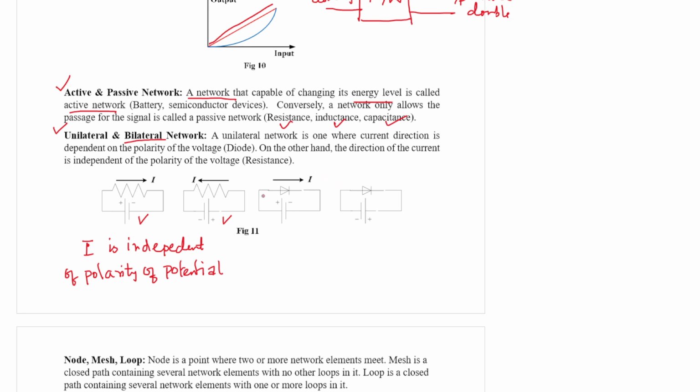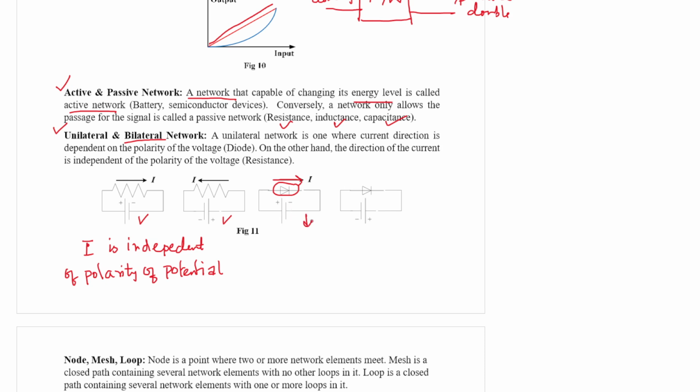On the other hand, if you consider a diode, now if a voltage source is connected in this fashion, a current will definitely flow. However, if you connect the voltage source in the reverse manner, then no current should be flowing through the diode, because the diode only allows the current to flow in one direction. So the direction of the current flow matters as a function of the polarity of the potential.